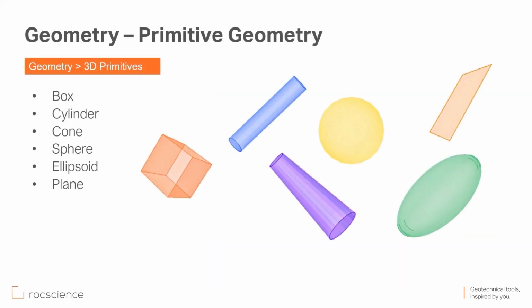We also provide typical shapes in the software, such as box, cylinder, cone, ellipsoid, and plane. For example, box and plane are extensively used to create 3D models. So these are included in the software, and you can add them with different sizes.